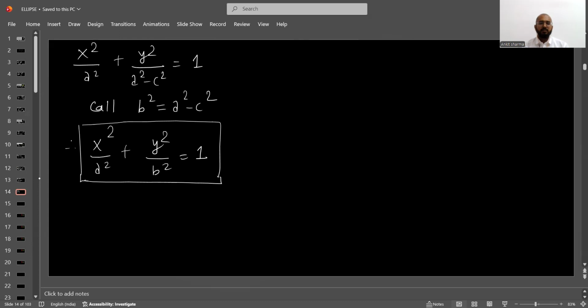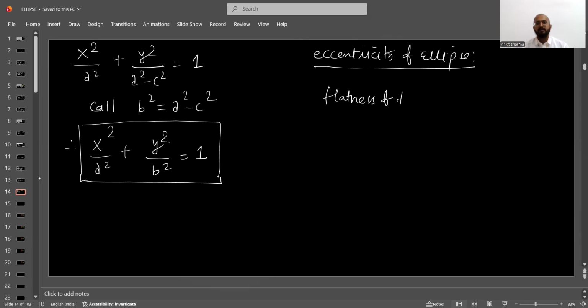Now, since we have defined this b² is equal to a² minus c², and since we have the ellipse here, that means we need to define the eccentricity part. So eccentricity of ellipse we need to have here. So what does this eccentricity talk about? Basically it talks about the flatness of the ellipse.